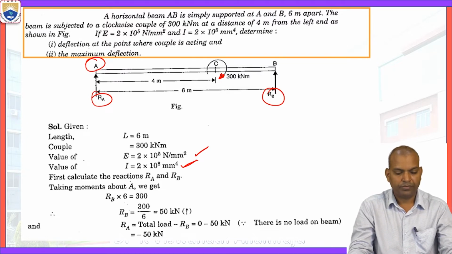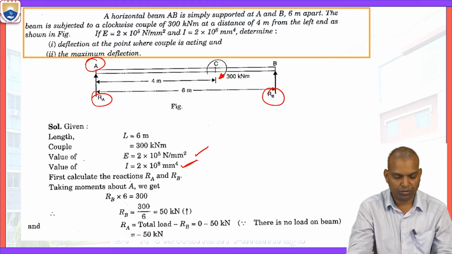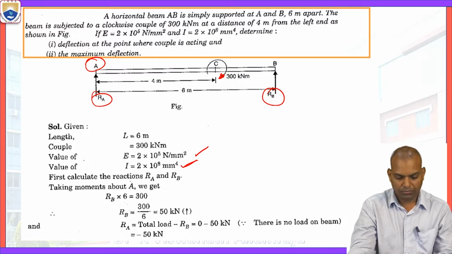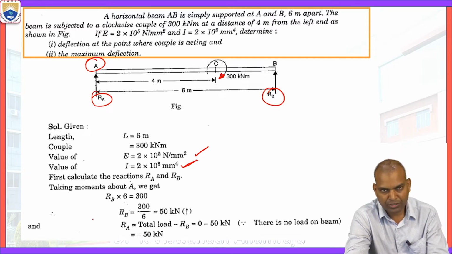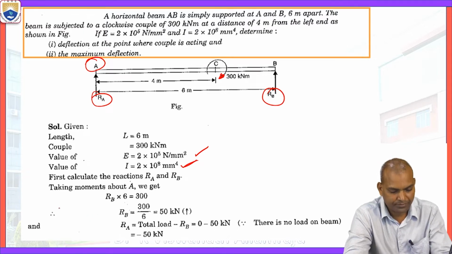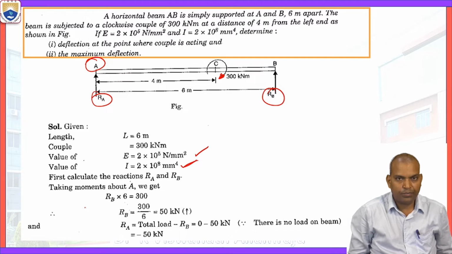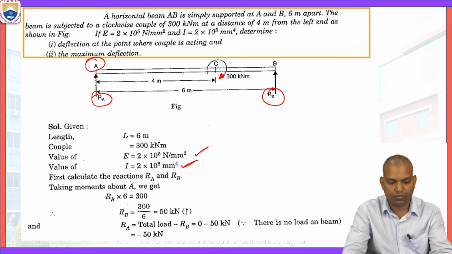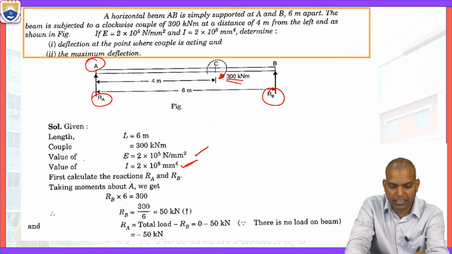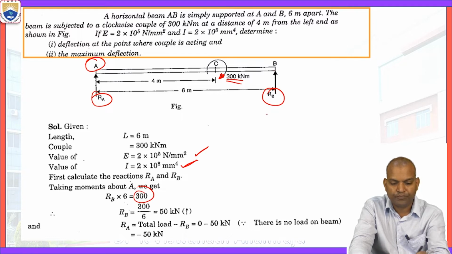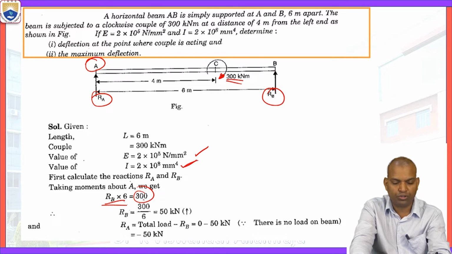Now, how to calculate RA and RB? There is no need to equate total load to total reactions, because the total load acting vertically downwards is 0. So consider the moment equation directly: clockwise moments equal counterclockwise moments. The clockwise moment is 300 kilonewton meters, and the counterclockwise moment is RB into 6 meters. So RB into 6 equals 300 kilonewton meter.